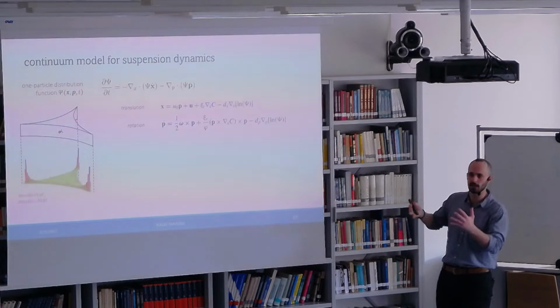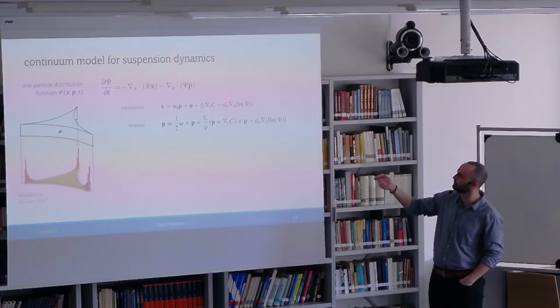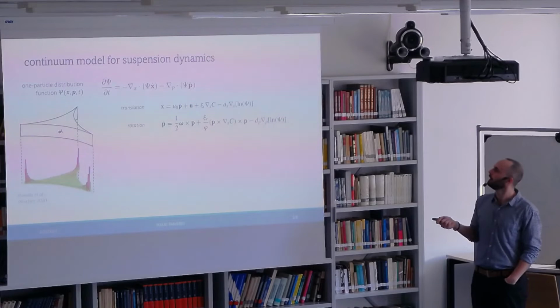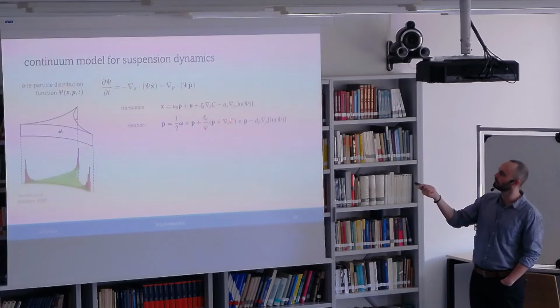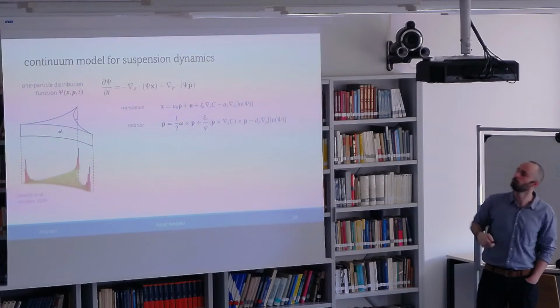Then there is diffusion. This is a term due to diffusion because we're at the small scale and noise counts. Rotation, same thing. We rotate with half of the vorticity because it's a sphere. We rotate in the gradient if we have non-uniform mobility, as I said before, and then we diffuse because we are bumped into by solvent molecules.